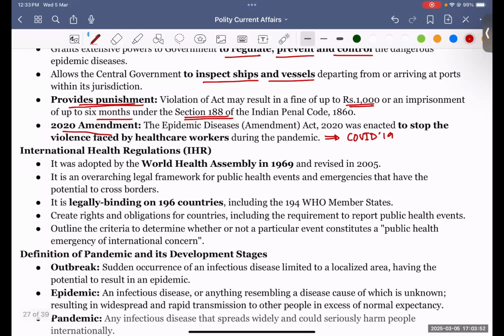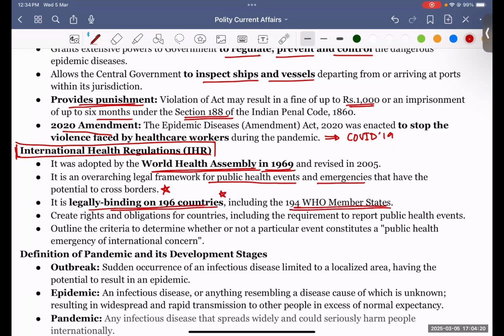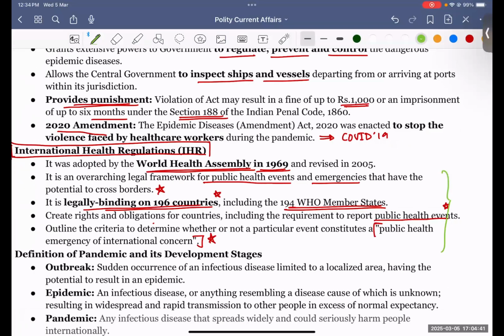So what is the International Health Regulation, IHR, with regards to the Epidemic Act? It was adopted by the World Health Assembly in 1969 and revised in 2005. It is an overarching legal framework for public health events and emergencies that have the potential to cross borders. It is legally binding on 196 countries, including the 194 WHO member states. It creates rights and obligations for countries, including the requirement to report public health events. It outlines the criteria to determine whether or not a particular event constitutes a public health emergency of international concern. So, this is basically for international purposes.